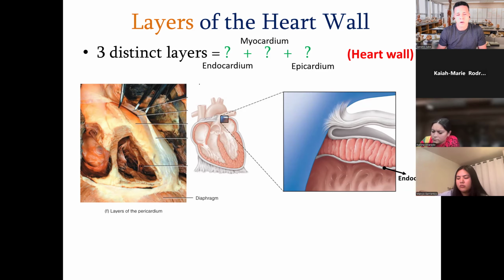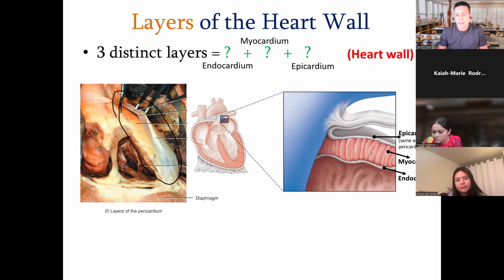The middle layer is the thick layer made of cardiac muscle cells. This is why we call it myocardium. Myo means muscle. And then the outer layer is the epicardium, which is the same as what we call the visceral pericardium. Remember that our heart is wrapped in a double-layered membrane, as we can see in the picture right here.